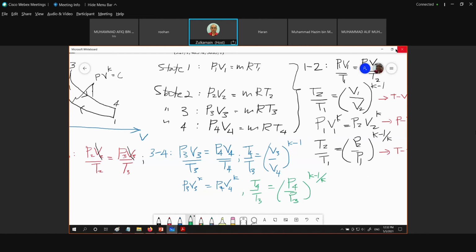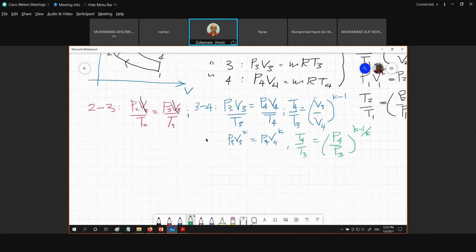Right? And then the last one is process 4 to 1. For 4 to 1, we have P4V4 over T4 equal to P1V1 over T1. And we know that it is an isochoric process, or constant volume process, so the volume can be cancelled off. So what we have right here is this equation.